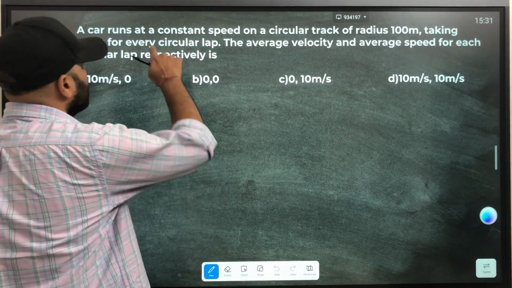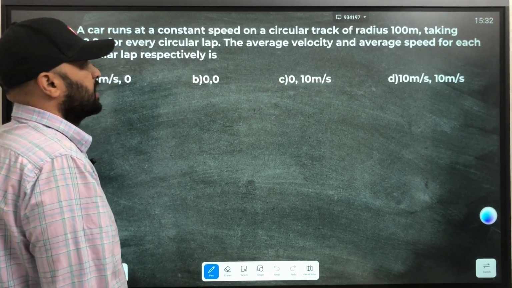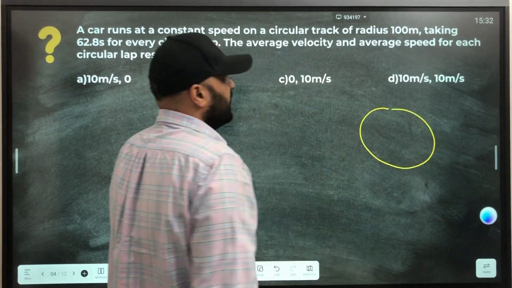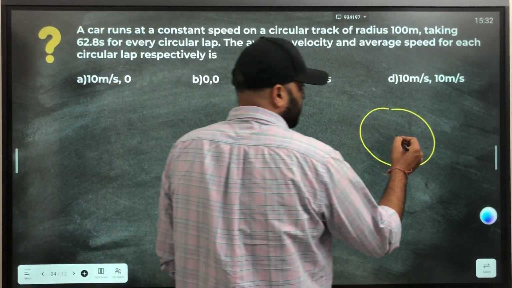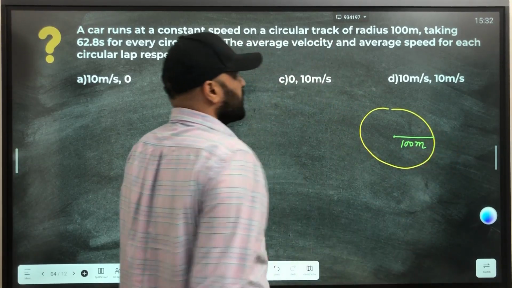Our question says a car runs at a constant speed. It is moving with a constant speed on a circular track. So let us assume that this is a circular track on which the car is traveling. The radius of this track is 100 meters. So let me just take this as 100 meters, our radius of this track.